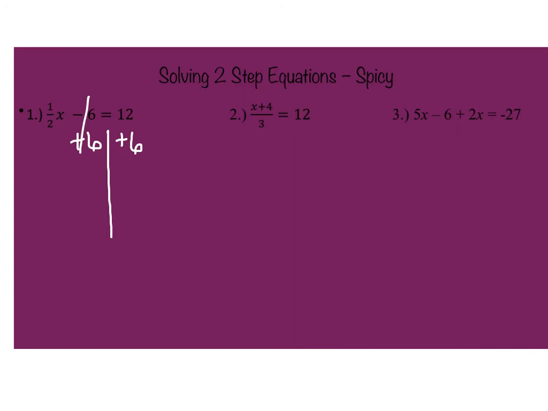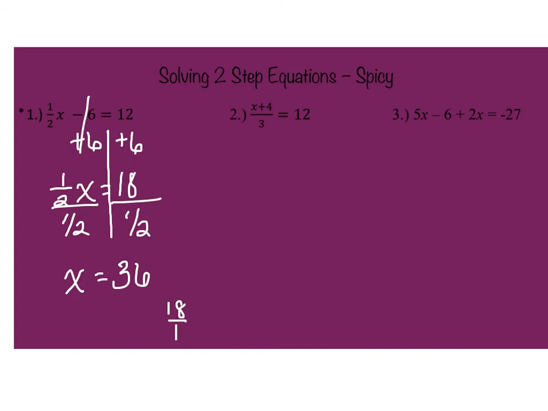My 6s cancel out. I'm left with 1/2 x equals 12 plus 6 is 18. Still the same process. I have multiplication, 1/2 times x, so I'm going to divide both sides by 1/2. 18 divided by 1/2 is 36. If you did it by hand, you should have done 18 or 18 over 1 divided by 1/2. Remember, to divide, we keep, change to multiplication, and flip. And 18 times 2 is 36.